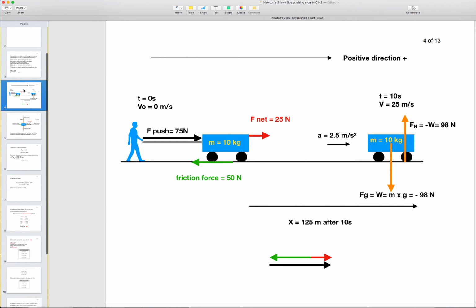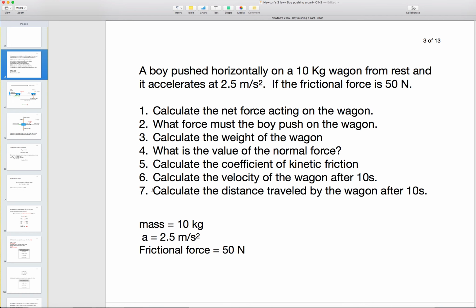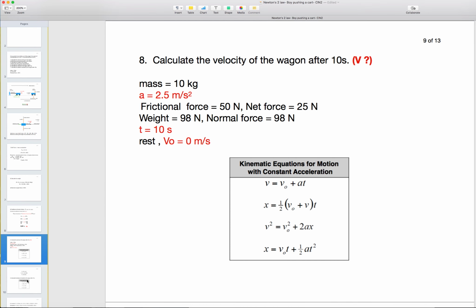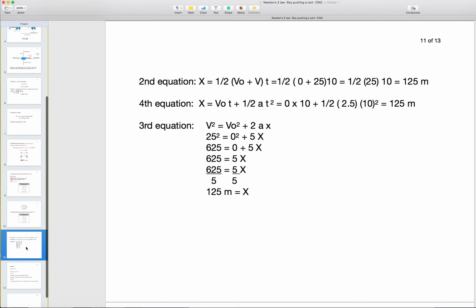Okay, and then let me see. Calculate the distance traveled by the wagon after 10 seconds. Well, again, we need to pick one of those equations to calculate the distance. Usually, if you want to pick an equation, each equation has 4 variables. You need to have 3 at least, and you calculate the 4th. In this case, any one can do the job, because we have the initial velocity, the final velocity, the time, and the acceleration. So any one of them can do the job.